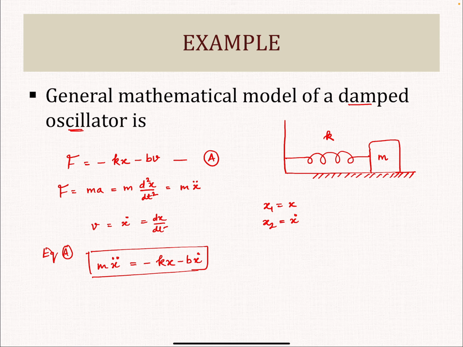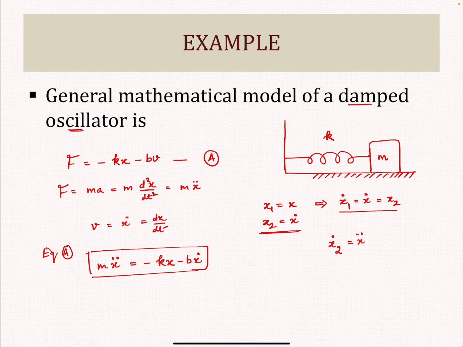Okay, now this implies x1 = x, which means if we differentiate both sides, x1 dot is equal to x dot. And again, we can see that x dot is equal to x2. So x1 dot is equal to x2. This is our first equation, and for the second equation we differentiate again.